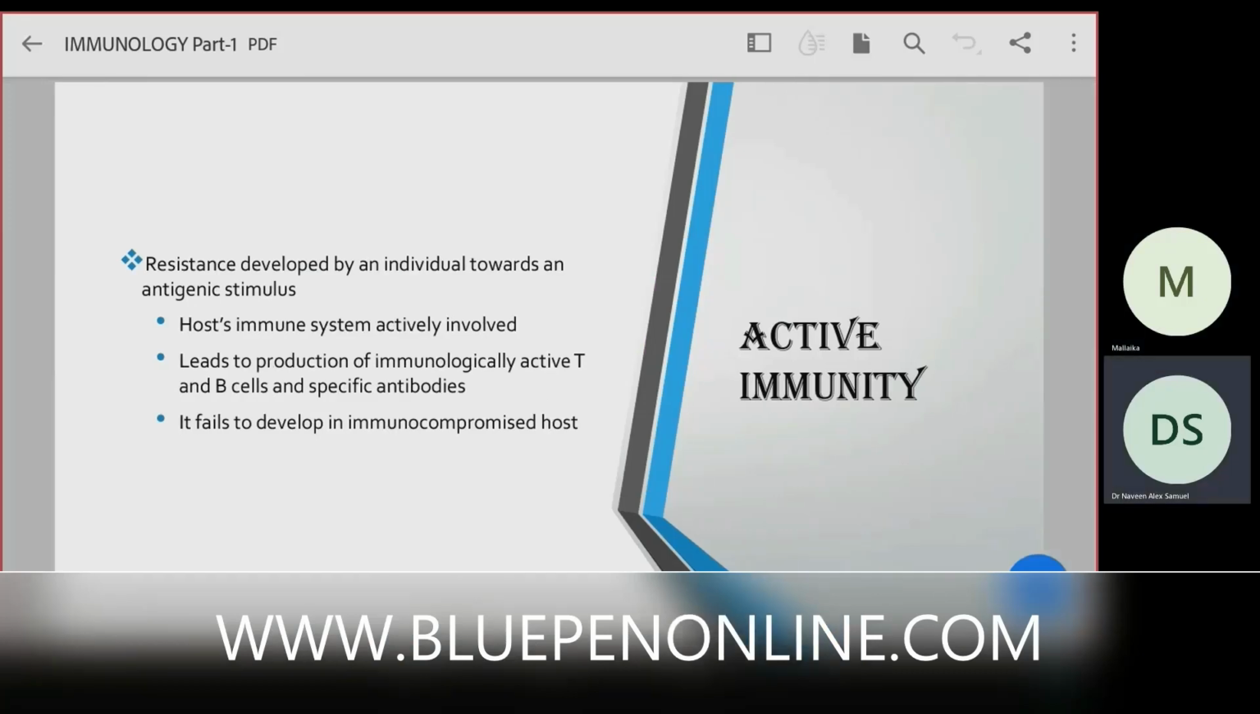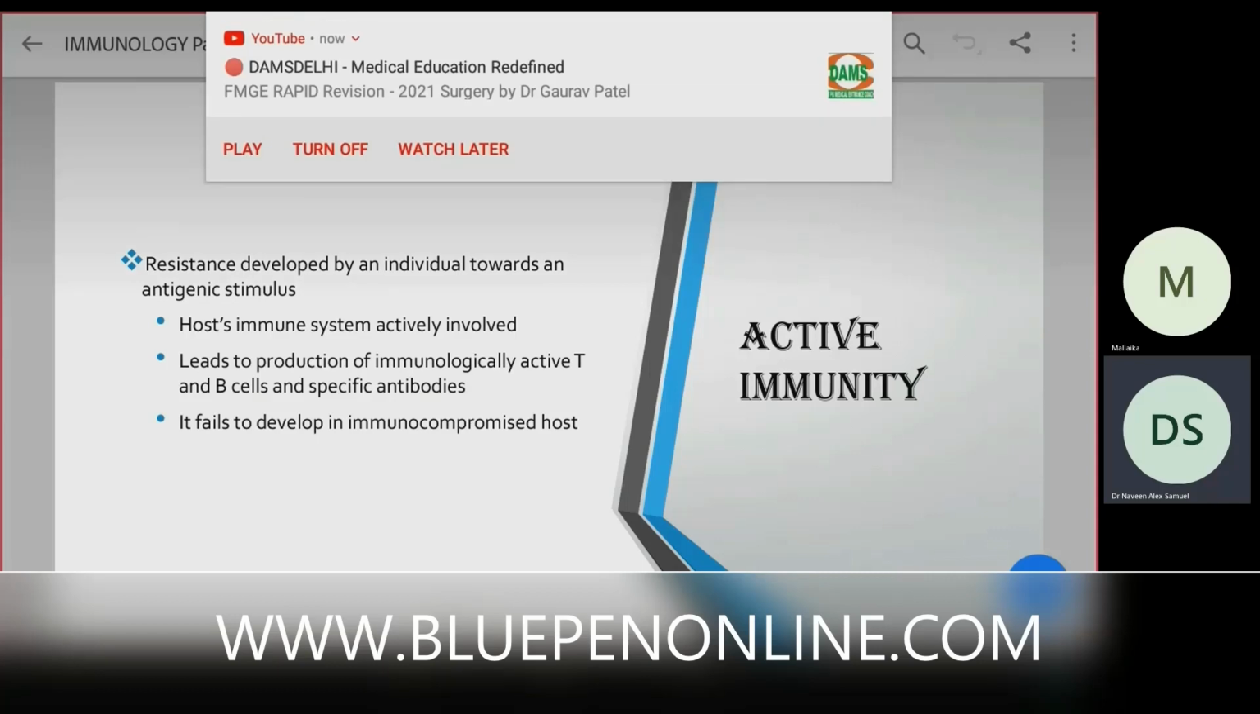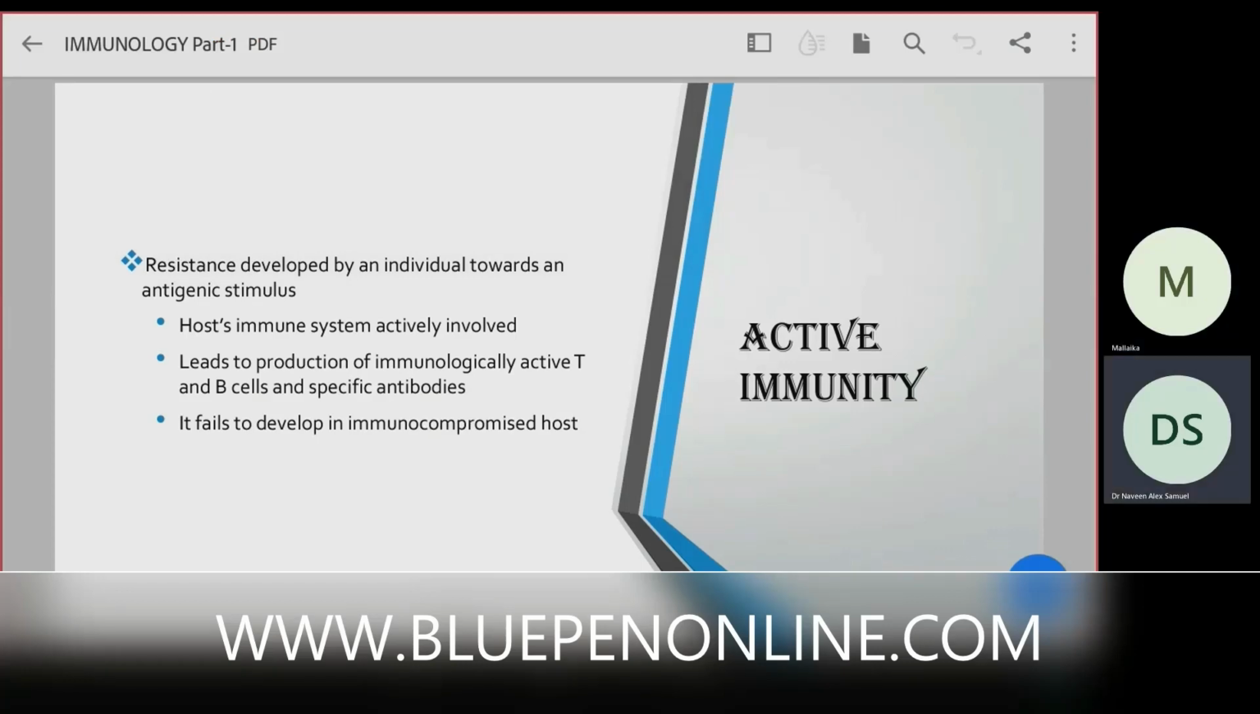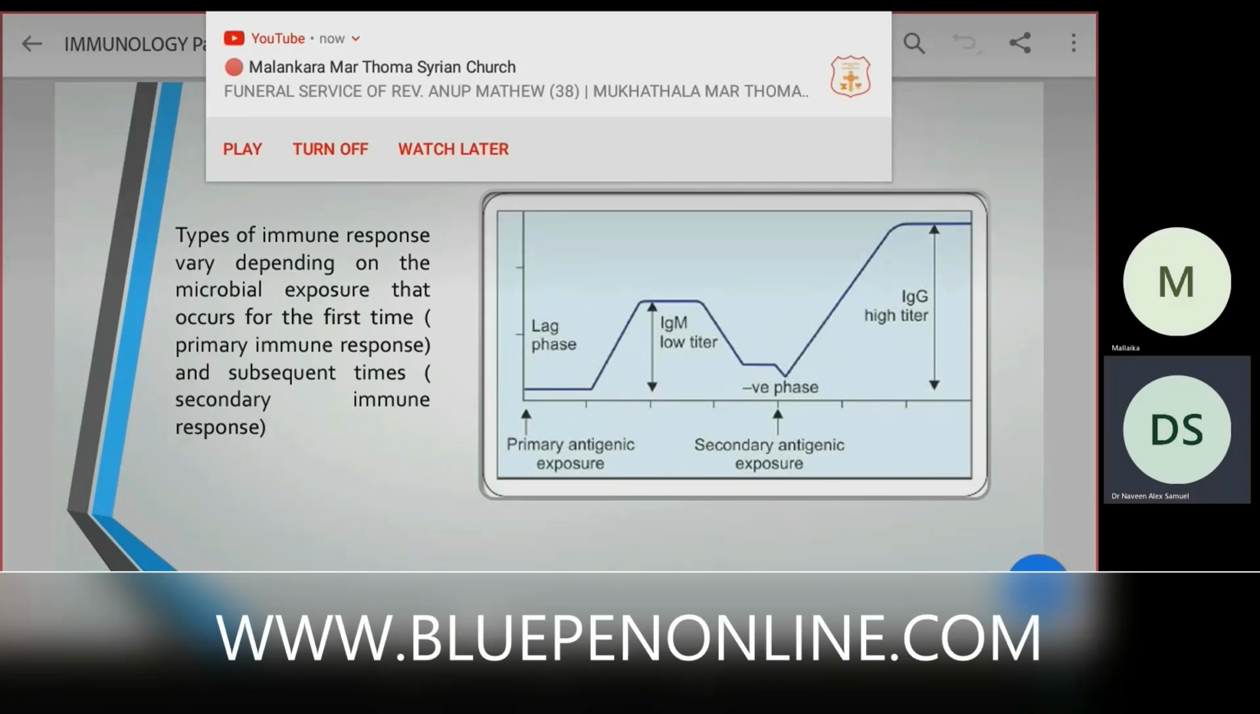So now what is active immunity? Resistance developed by an individual towards an antigen stimulus. The host immune system is actively involved. It leads to production of immunologically active T and B cells and specific antibodies. But this active immunity fails to be seen in the immunocompromised host, because in an immunocompromised host, there is no actively producing immune system for these T cells and B cells. I told you about the immune response, how the memory cells and the first phase of the immunity will be there. I'll explain right now.